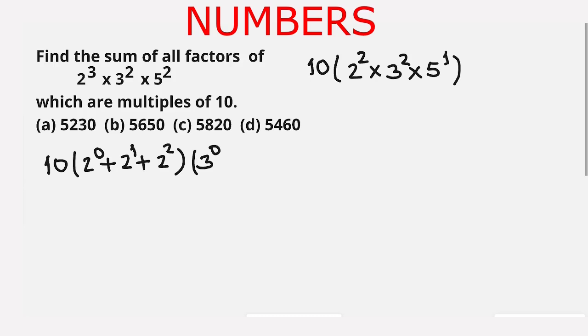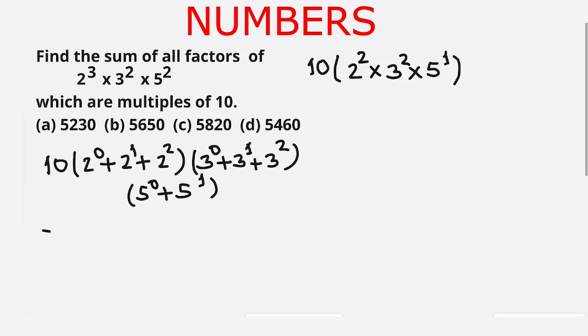So it is 3 to the power 0 plus 3 to the power 1 plus 3 to the power 2, multiplied by 5 to the power 0 plus 5 to the power 1, as it is 5 to the power 1. So we start from 5 to the power 0, then we write 5 to the power 1.